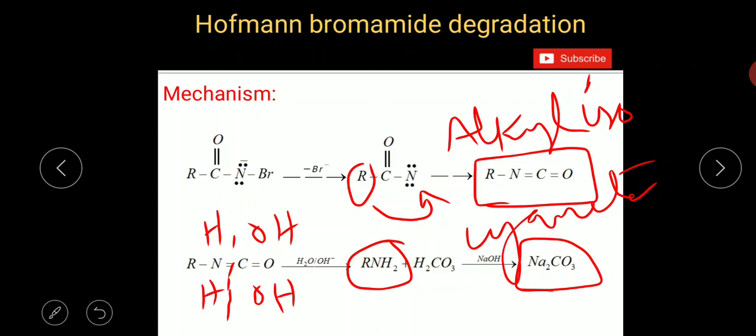So this is about the mechanism of Hofmann bromamide degradation reaction.